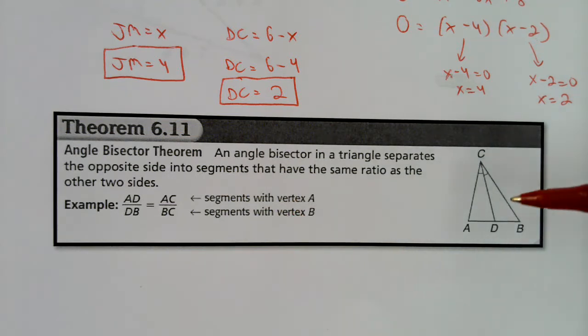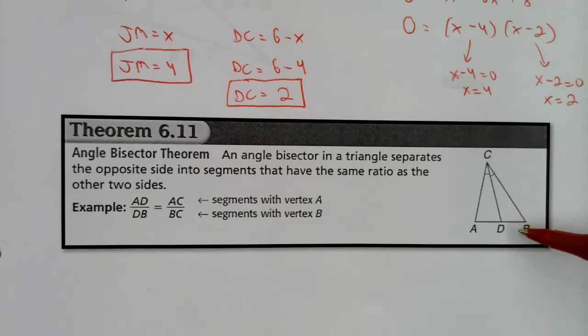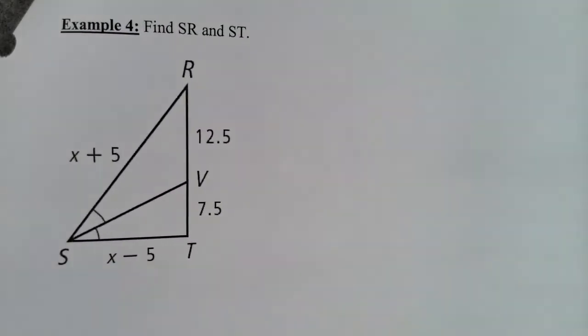So I just think about it like this. If this is the angle being bisected, look at the side across from the angle being bisected and put one over the other. So for example, AD over DB equals AC over BC. Make sure all your numerators come from one triangle and all your denominators come from the other triangle. Okay? So for example 4, find SR and ST.